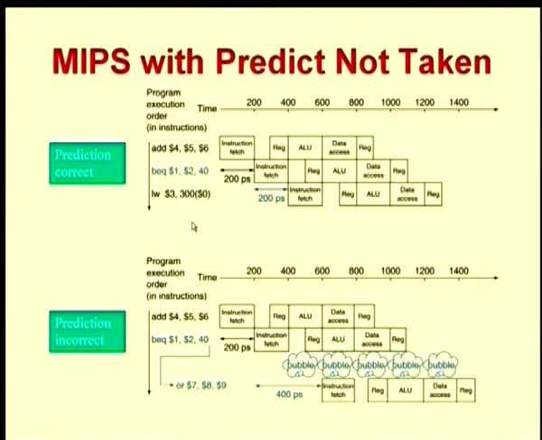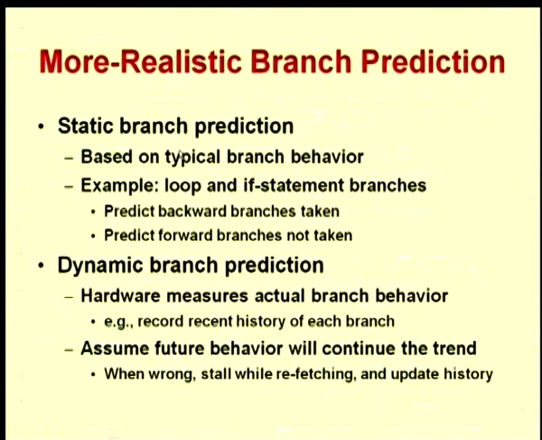So, it is very easy to handle these cases. But if you look at more realistic branch prediction mechanisms, we actually have two classes of branch prediction mechanisms: static branch prediction and dynamic branch prediction. So static branch prediction is typically done by the compiler. The compiler would schedule code based on a certain prediction mechanism that it would use.